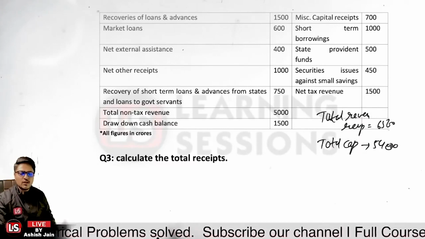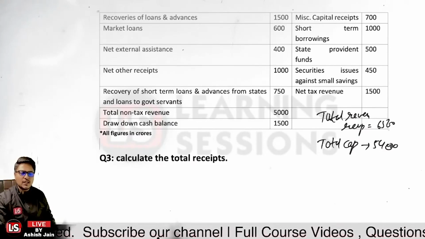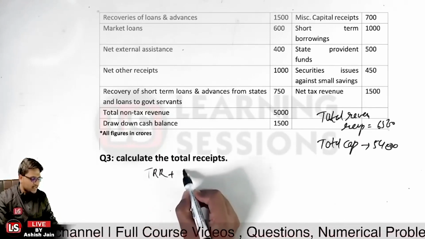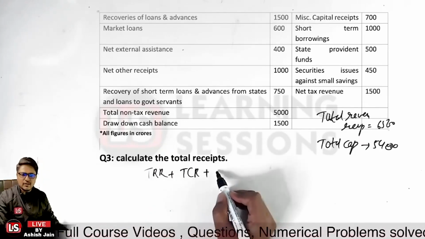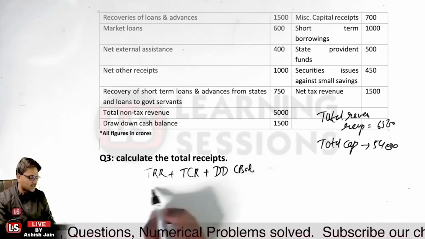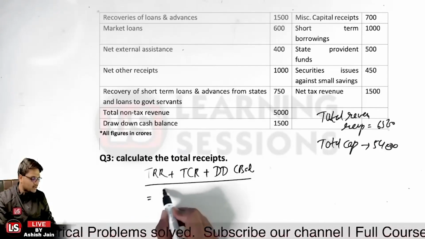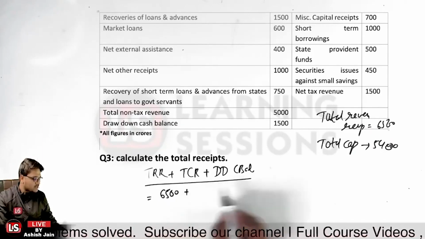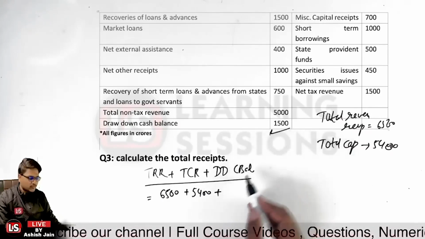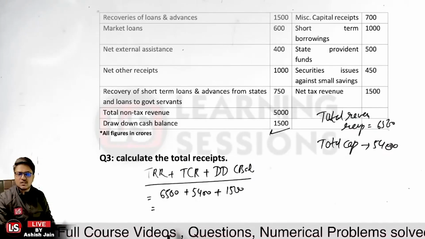I just told you that the total receipts have three components. What are those three components? One is total revenue receipts, another is total capital receipts, and further there is the drawdown cash balance. So these are the three components, and that will be the sum total of it. The total revenue receipts is equal to 6,500 that we calculated, plus total capital receipts that we calculated, 5,400. Drawdown cash balance is given to be 1,500 over here. So we just need to add them all up, and that would be the answer.